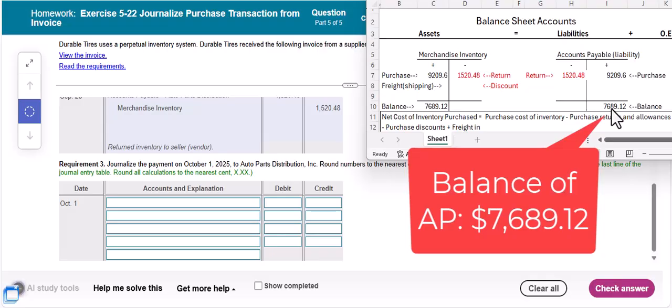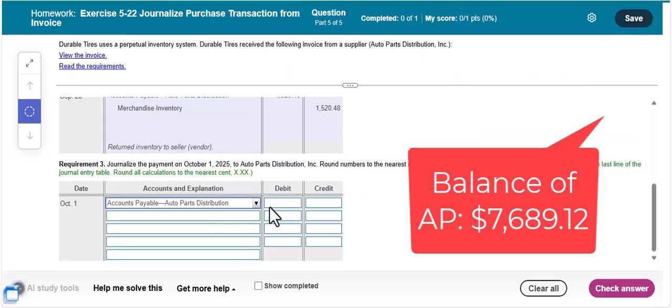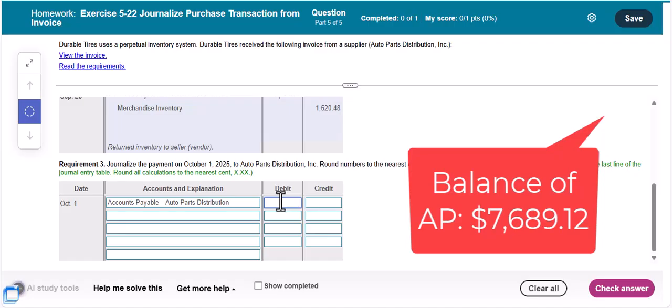And again, how do we lower accounts payable? We have to debit it. So we're going to have accounts payable then as our debit for that $7,689.12. So again, that's our first account here. So accounts payable, we are paying off that amount. We can copy and paste if it'll allow us. Perfect.